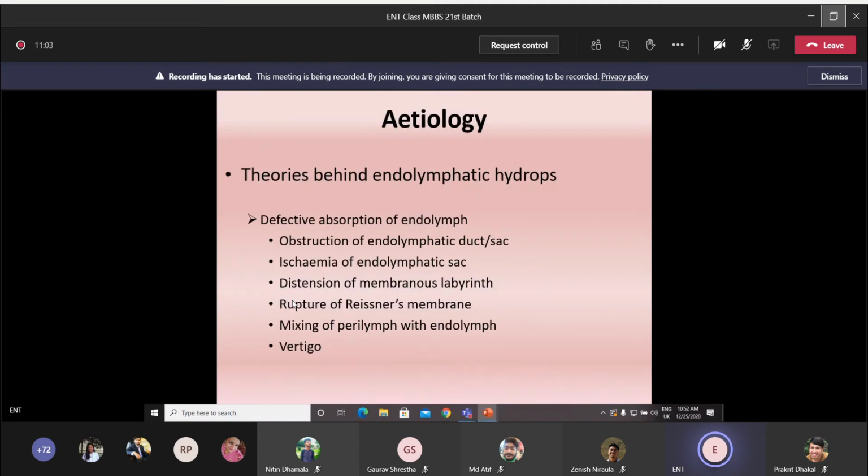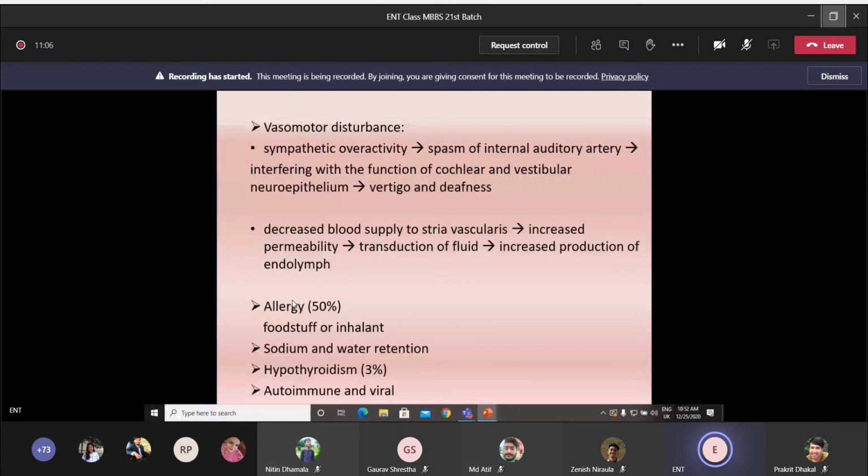Now, the other theory says there is a vasomotor disturbance. What happens here? There is a sympathetic overactivity that leads to spasm of the internal auditory artery and its branches, which interferes with the function of the cochlear and vestibular neuroepithelium, leading to vertigo and deafness. Another problem is when there is a decreased blood supply to the stria vascularis, it leads to increased permeability. There is a transudation of fluid, again leading to increased production of the endolymph.